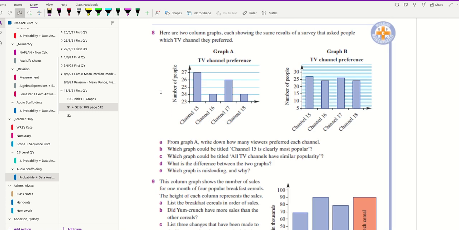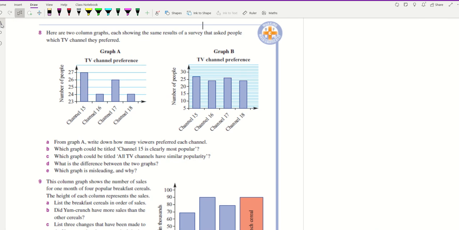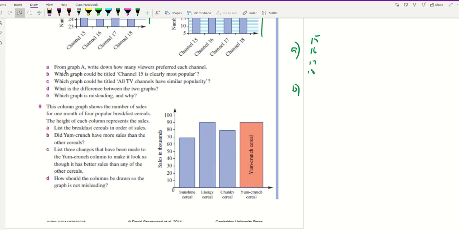for this stage. Looking at this one, it's asked us for graph A and graph B. We've got 2 graphs there. It's our TV channel performance, and they've graphed it 2 different ways. So it's asking, looking at graph A, so looking at that first graph, write down how many viewers preferred each channel. So you're going to write down your channels, 15, 16, 17, 18, and just write next to it how many people preferred each one.